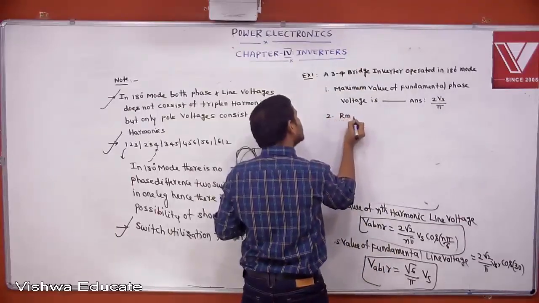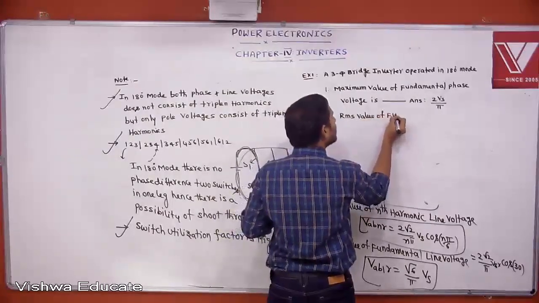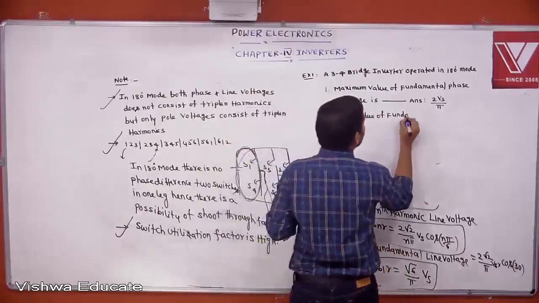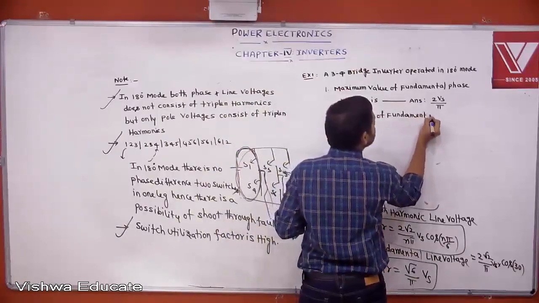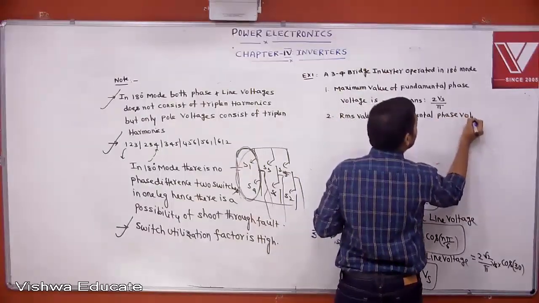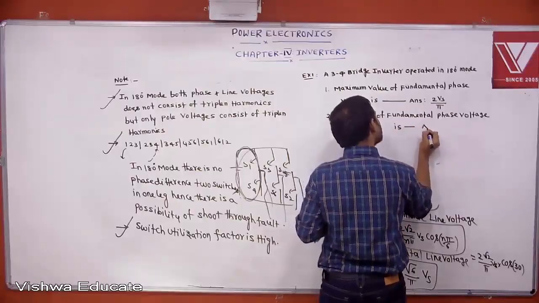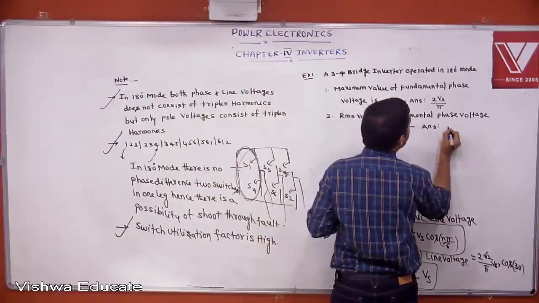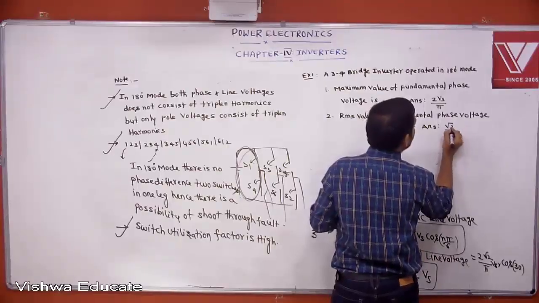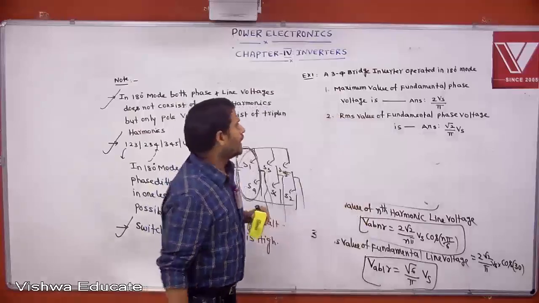RMS value of fundamental phase voltage. How much would you tell me? The answer for this one I also derived: root 2 by pi into Vs. Next.